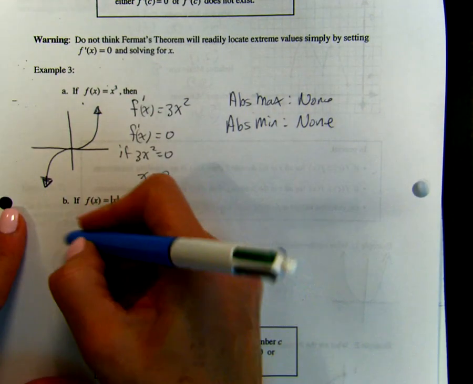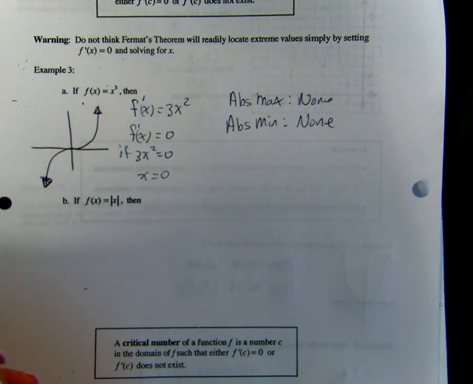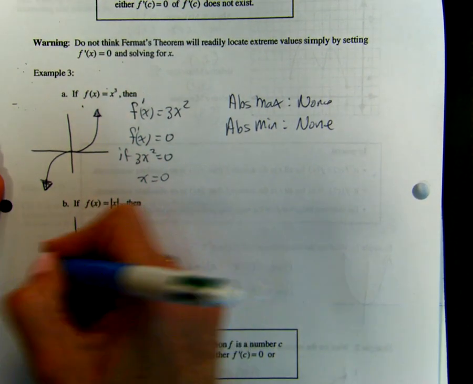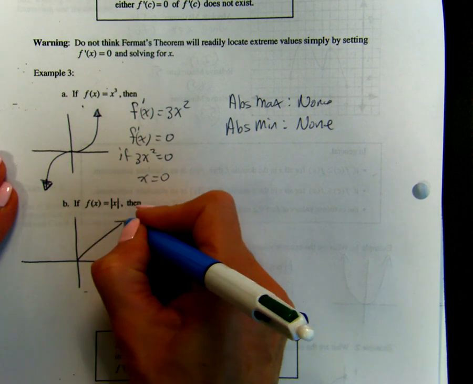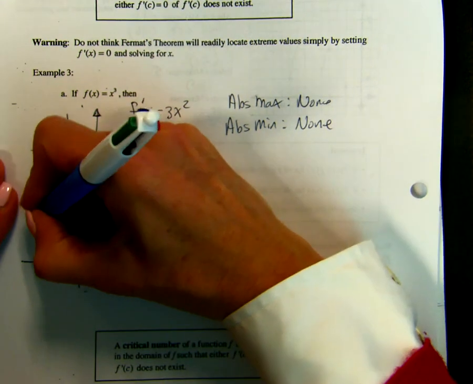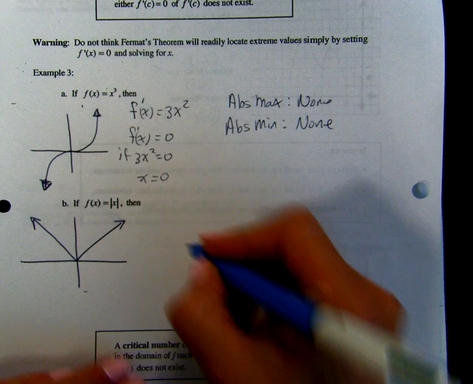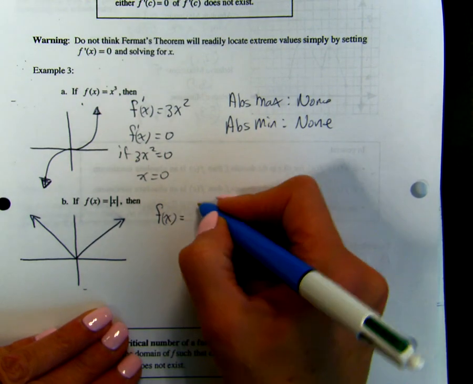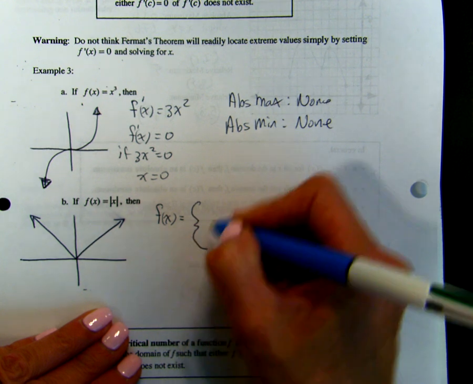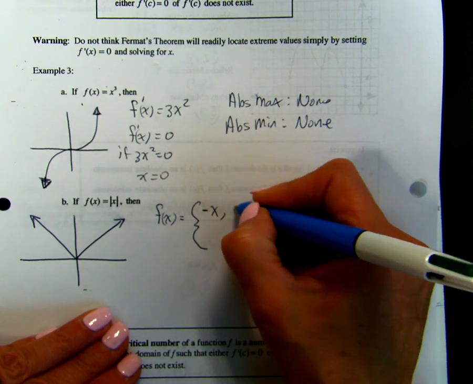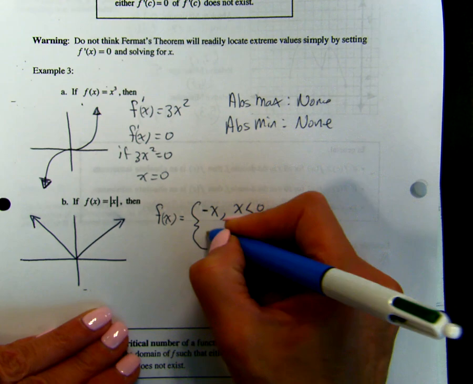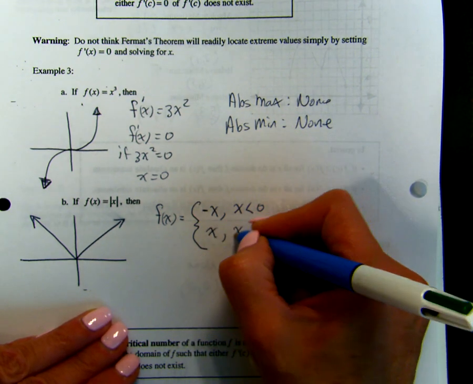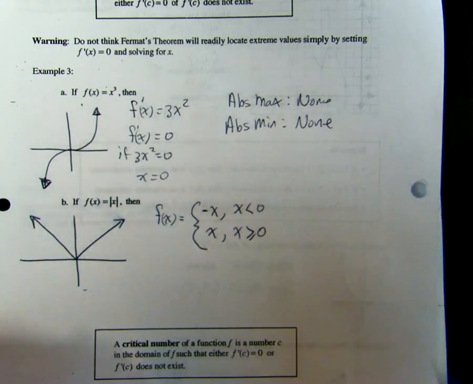Okay, so absolute value of x, let's sketch this graph. Doing this with the grade 11s right now. Okay, a piecewise defined function, f of x. This function is defined to be the negative of x when x is less than 0, and just x itself when x is bigger than or equal to 0.